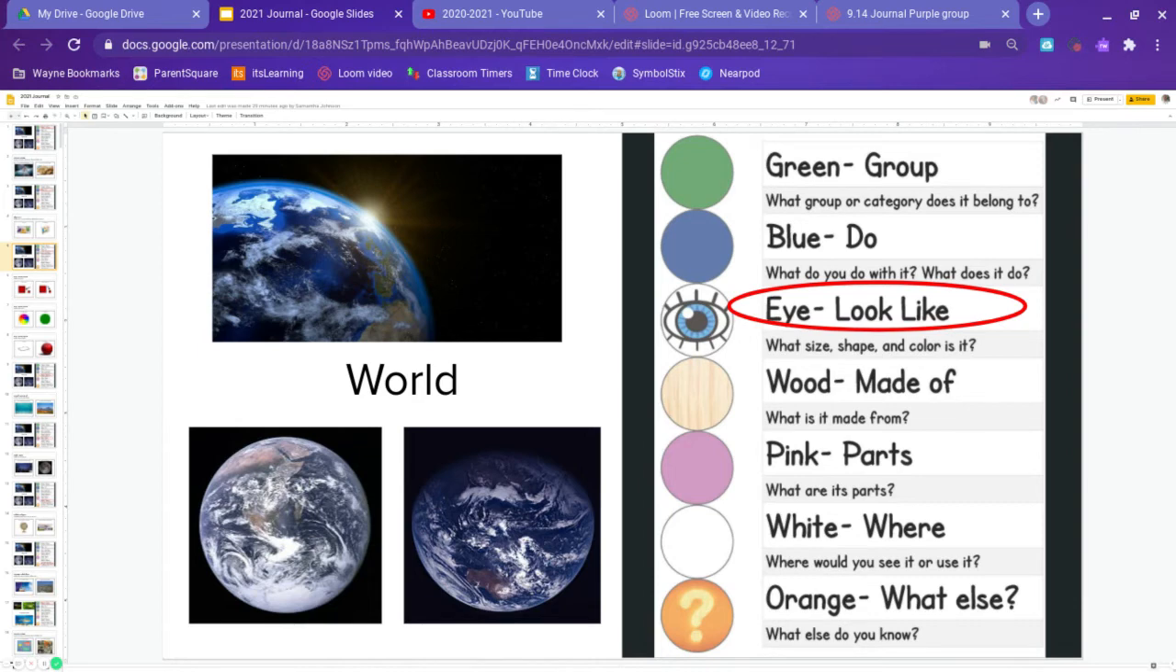What shape is our planet? Let's take a look at that. What shape is it? And then last but not least, what color is it? So you can tell me all the colors that you see. You can tell me one color that you see. But think about that as you answer the question.